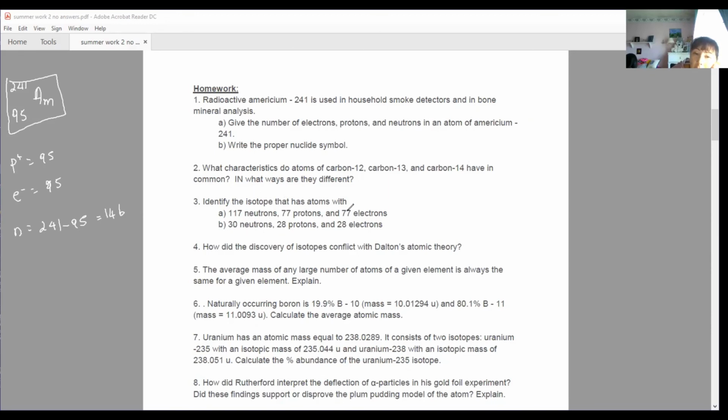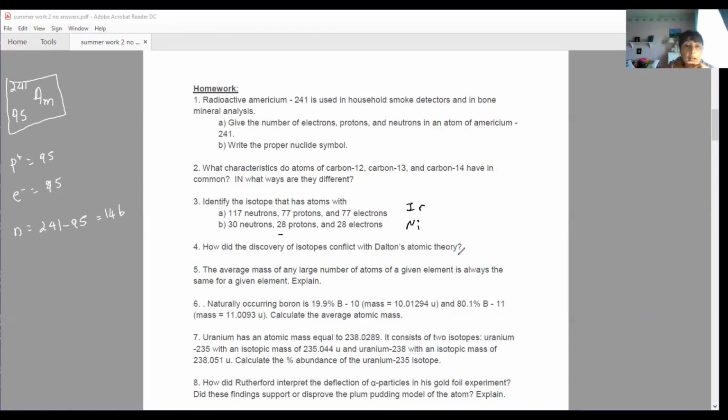Identify the isotope that has atoms with 117 neutrons, 77 protons. So right there, let's go for the 77 protons. And you find that the first one is iridium. And then this one has 28 protons. So go for 28. And you have nickel. So this is nickel.